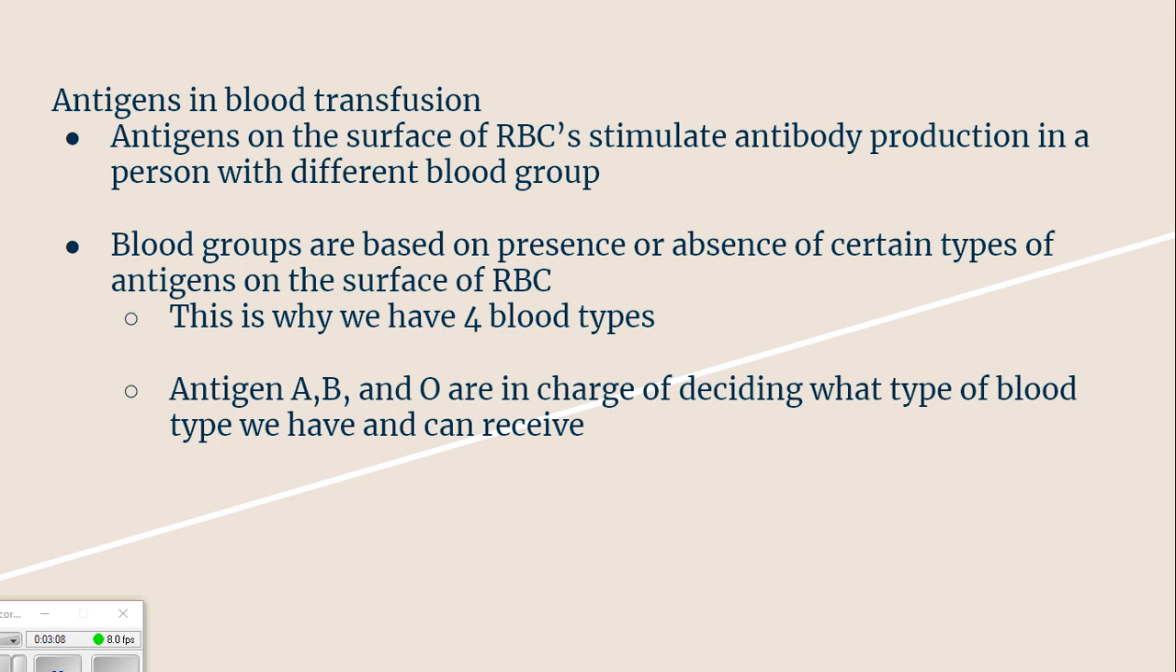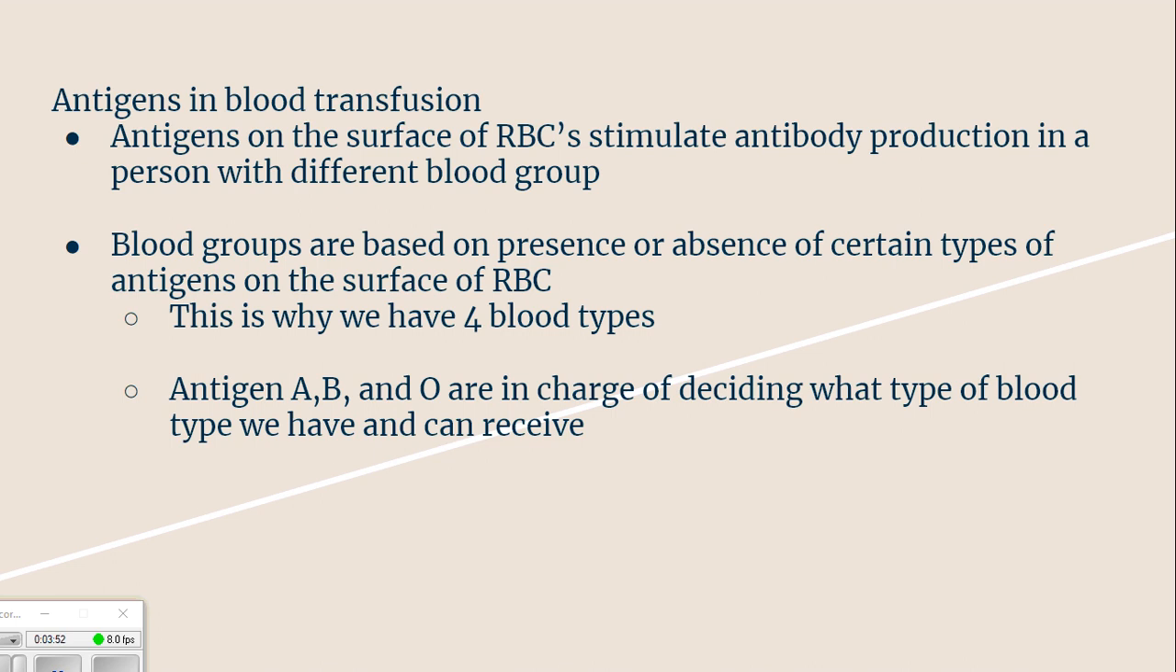So in blood transfusions, if those blood cells being transfused into the body are not recognized by the immune system, they can act as antigens as well. So antigens on the surface of red blood cells will stimulate antibody production in a person with a different blood group. Blood groups are based on the presence or absence of certain types of antigens on the surface of red blood cells. And this is why we have 4 different blood types. So we have 3 different antigens, which are arranged in 4 different combinations. So we have antigen A, antigen B, and, well, there's no O antigen, it's just a lack of antigen.